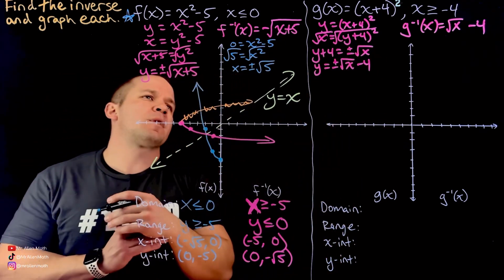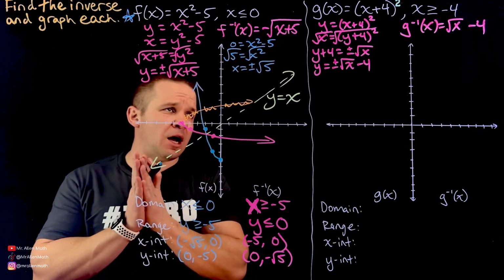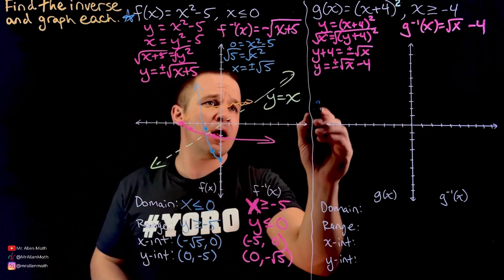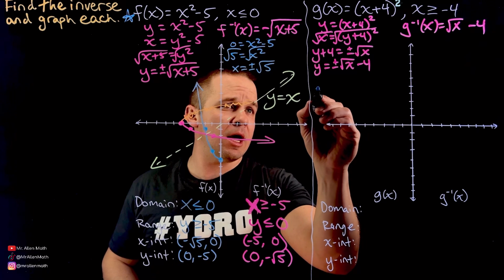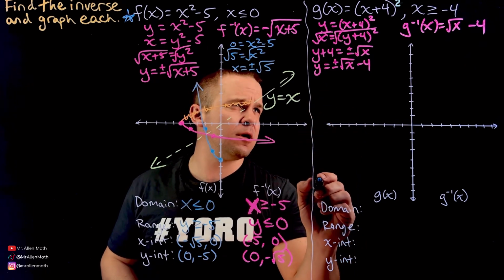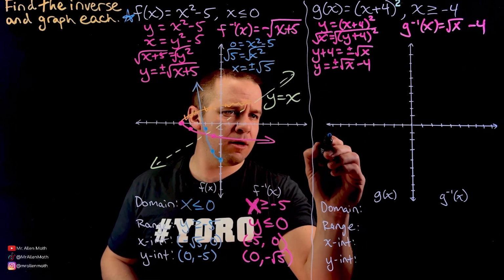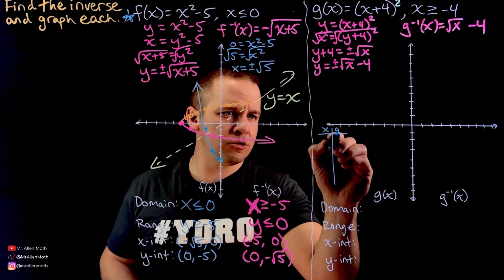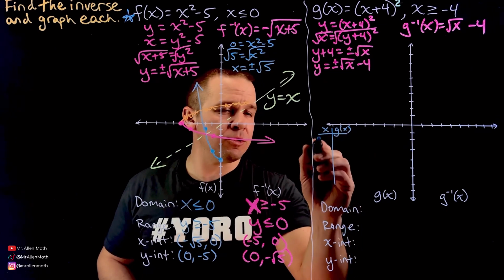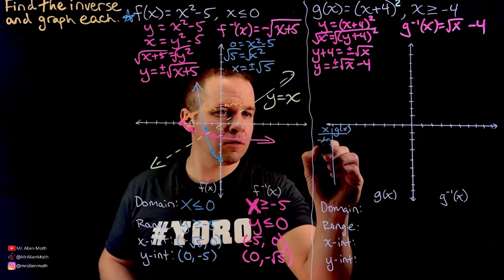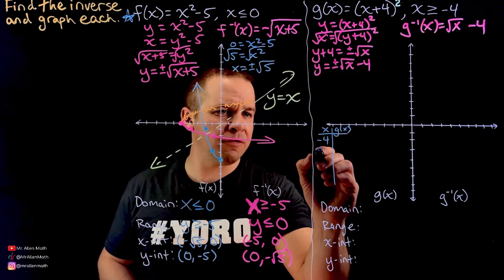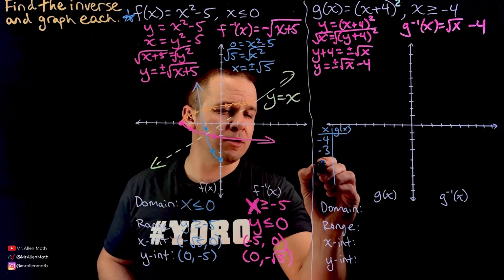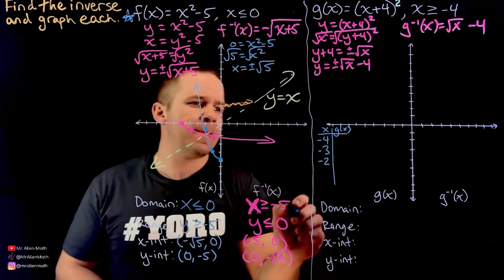All right, so here we've got x greater than or equal to -4. I'm going to go ahead and throw down a table of values. x, g of x. So we'll start with -4, then how about -3, and we'll do -2.